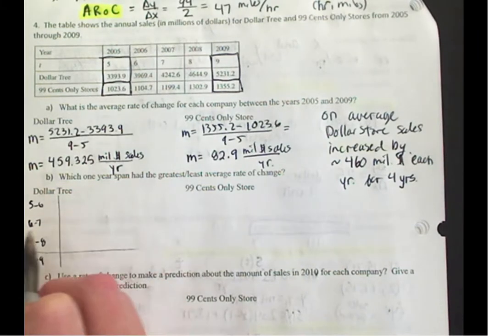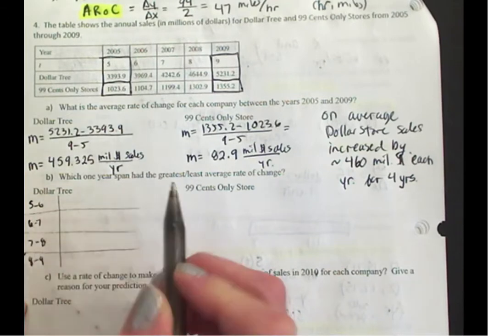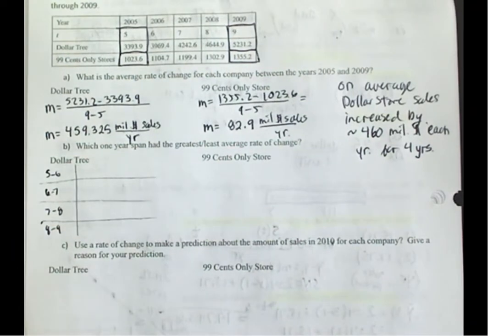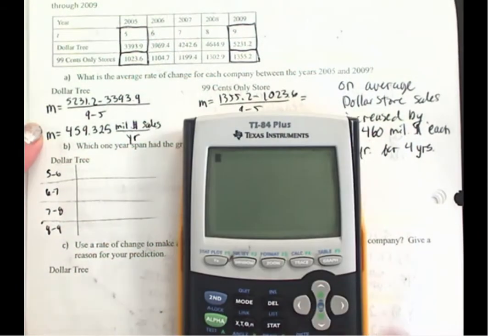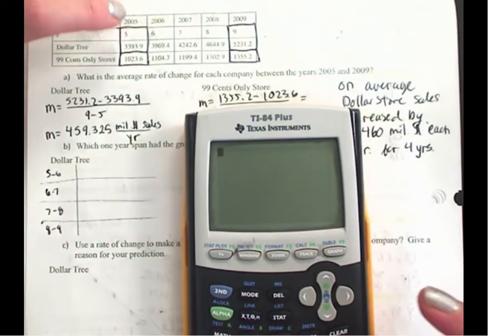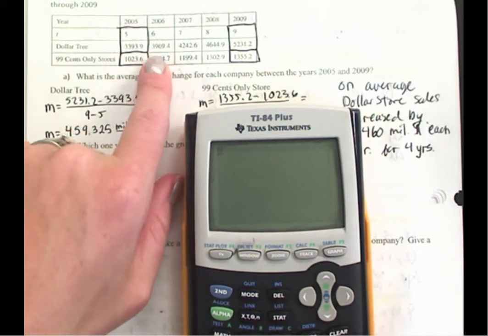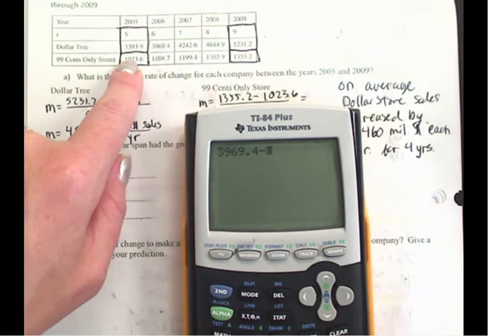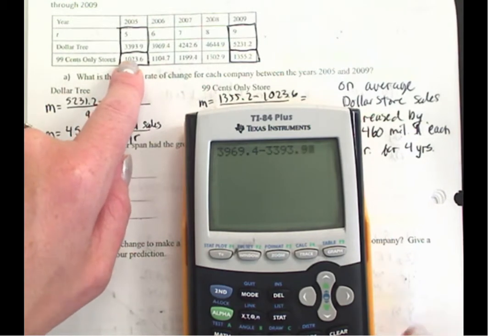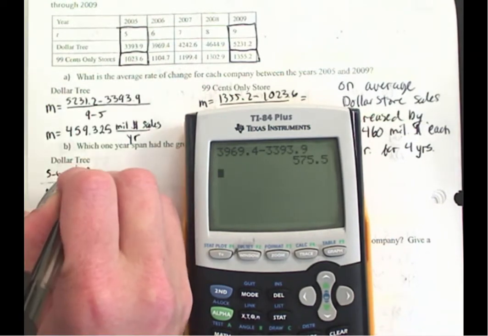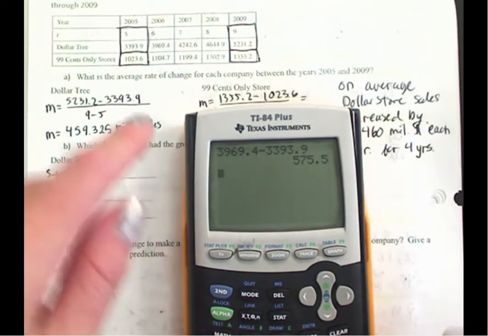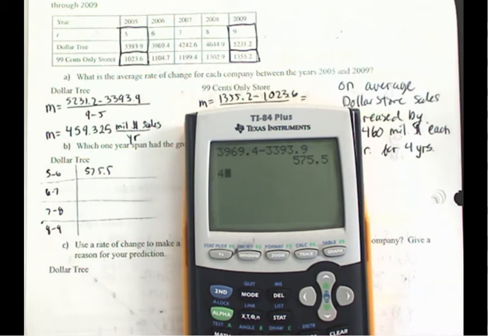Could you just do this in your calculator? Yes. But I have those 4 year spans to look at for the greatest or the least rate of change. Okay, so I'm not going to write slope down. I'm just going to calculate it and then record it. Now, notice this is only 1 year span, 3969.4. Okay, 575.5. Okay. 6 to 7.